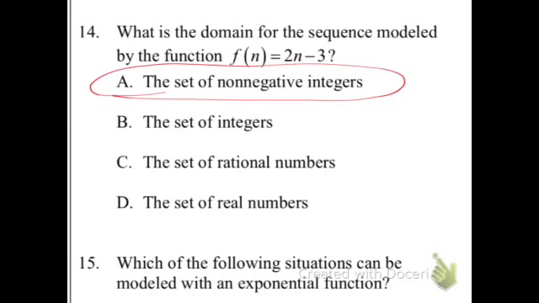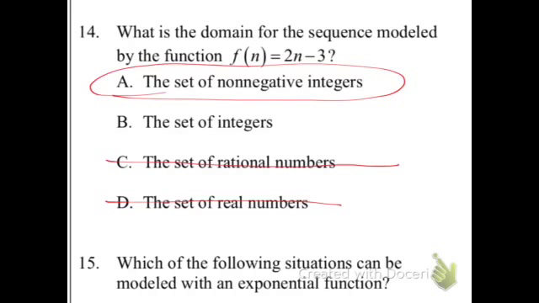14 was the domain of the sequence modeled. Again, this is like what numbers can you put into the function to get the result you're looking for. And this is a sequence, right? So this is like a number sequence like -3, -1, 1, 3, etc. Okay, it's a sequence like that, and it has a specific start value. And when you're trying to figure out what the number is based on the number in the sequence, you don't plug in decimal values, so we're not doing rationals.